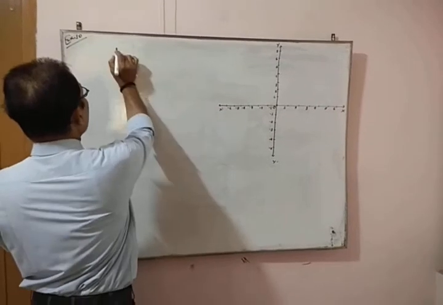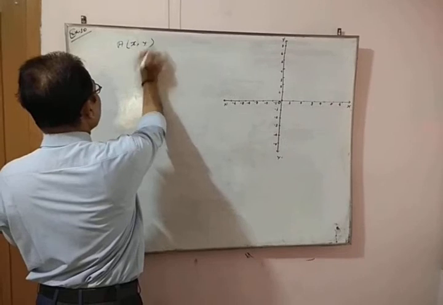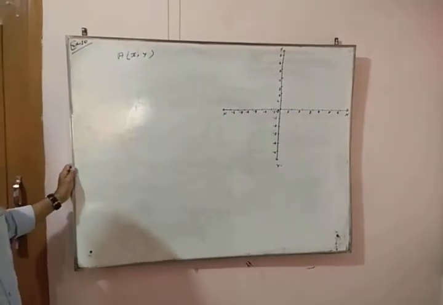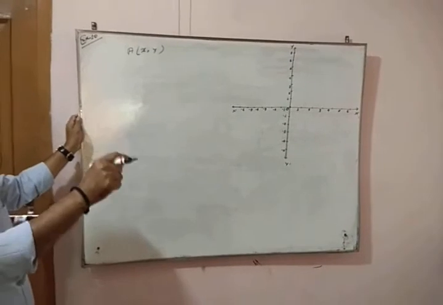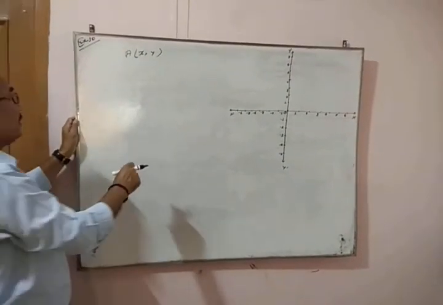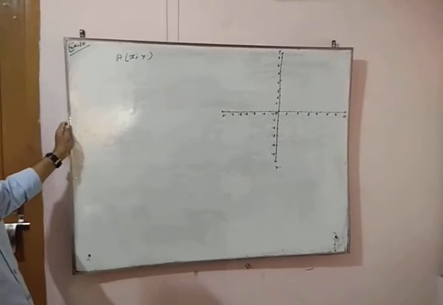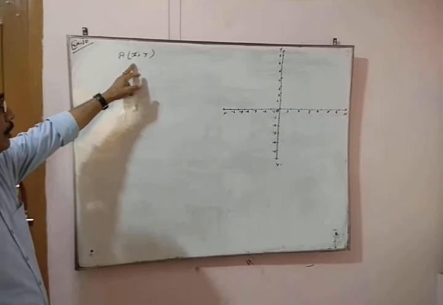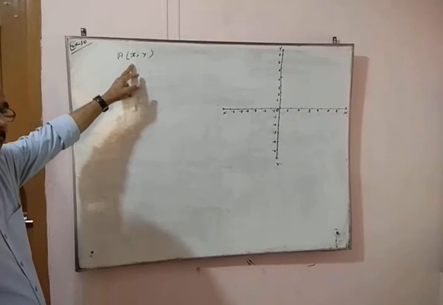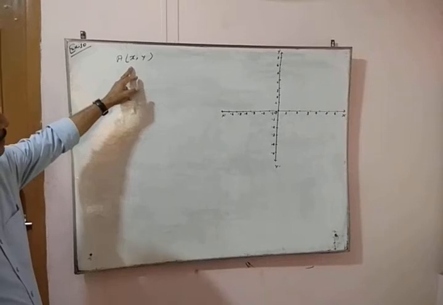For example, I am telling you that A is a point whose coordinates are (x, y), where x and y are real numbers. Coordinates are always written in brackets. Now the question arises, which you have done already: if the coordinates of a point are given to you, you can locate the point on the graph.